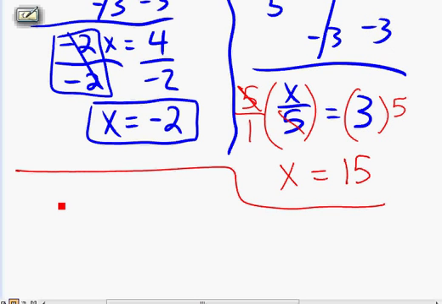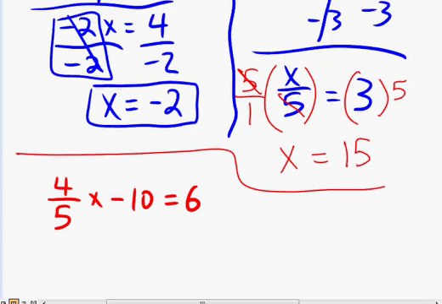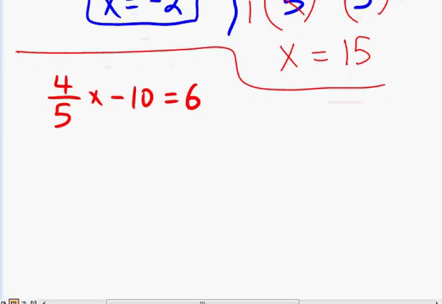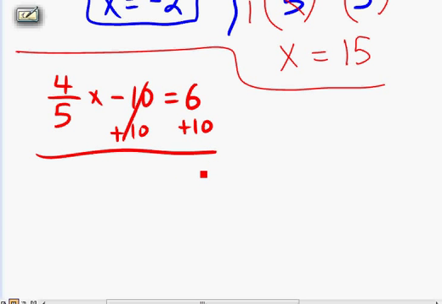Alright, let's get into fractions. What about 4/5 x minus 10 equals 6? For this one, let's get rid of negative 10 first. So I'm going to add 10 to both sides. That will give me 16 on the right, and a 4/5 x on the left.